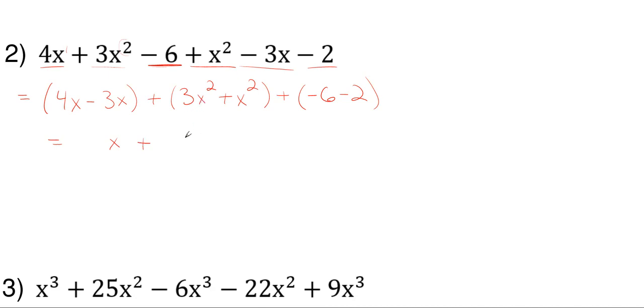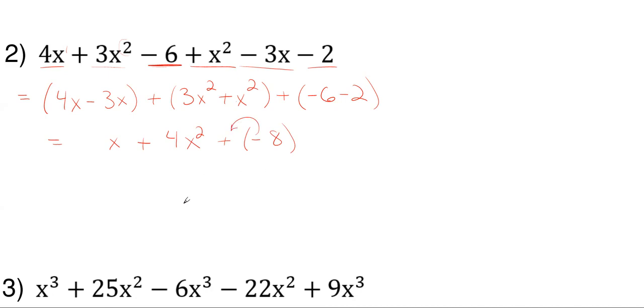And then plus, well, we have x squared here. And let's take our numbers of 3 plus, well, it doesn't have a number in front of it. So that would be 1. So it'd be 3 plus 1 gives me 4x squared. And then plus my second portion over here, which would be minus 6 minus 2, which gives me minus 8. Well, that minus sign is going to go over there and change that from positive to negative.